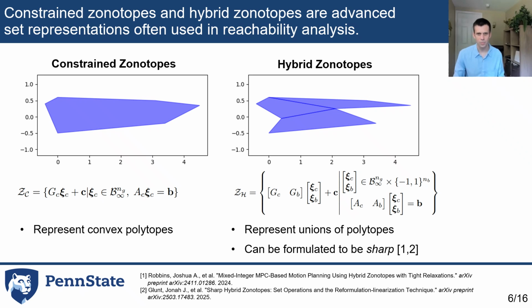the slide. And additionally, hybrid zonotopes can be formulated to be sharp, which means that if the binary variables are relaxed to continuous variables, the resulting set, which in this case would be a constrained zonotope, is the convex hull of the original hybrid zonotope. And this property is important for mixed integer optimization, as typically this will result in a branch and bound based algorithm convergent in fewer iterations.